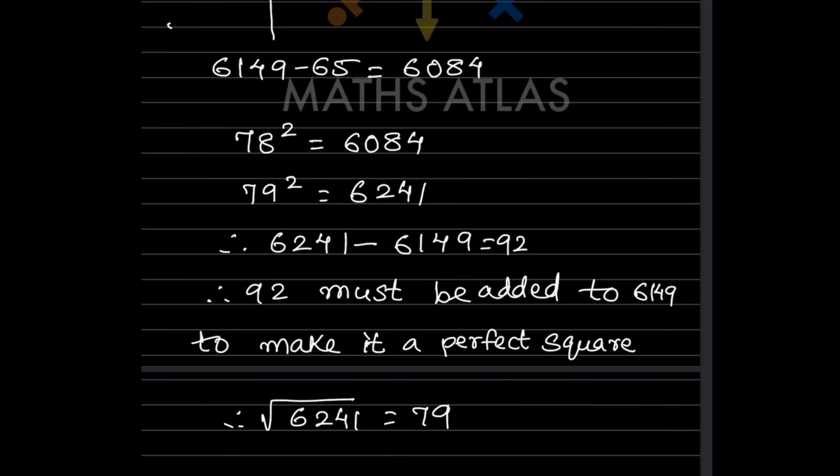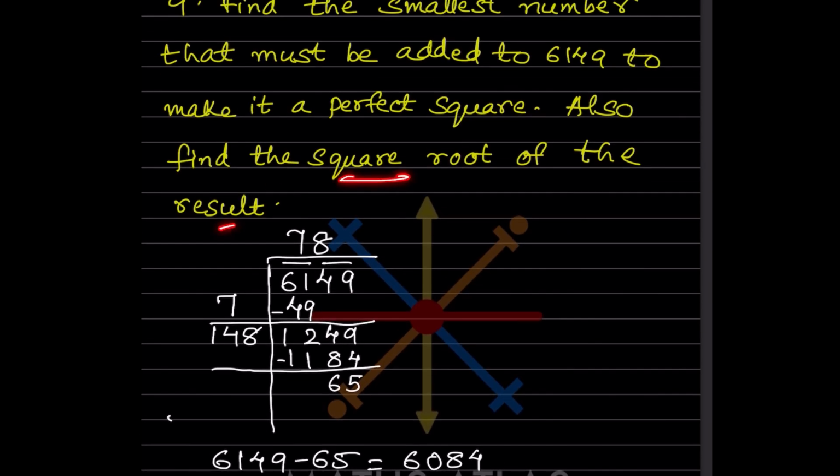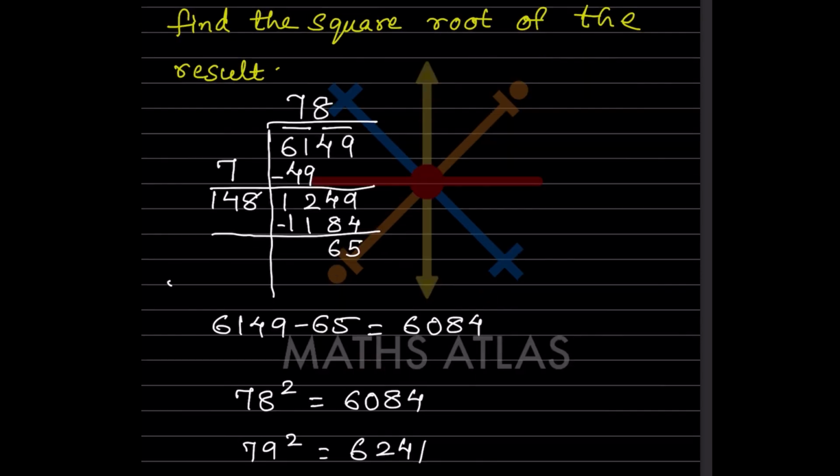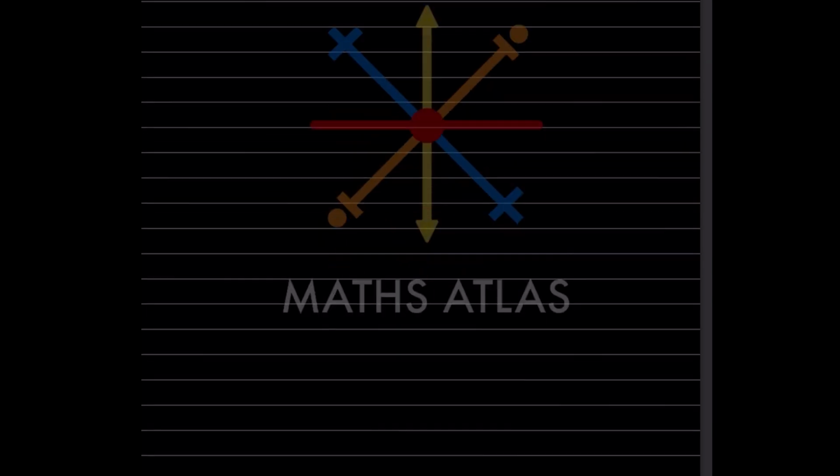Therefore the root of 6241 is 79, because they have also asked for the square root of the result. So hope this is clear. What should be added is 92, and the square root is 79.